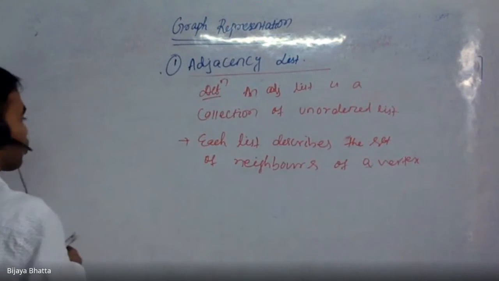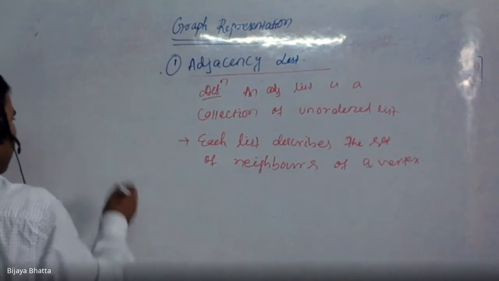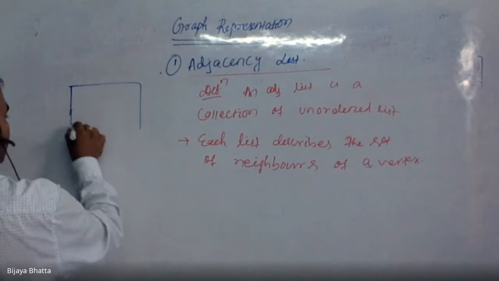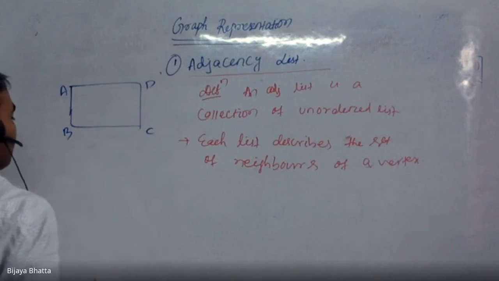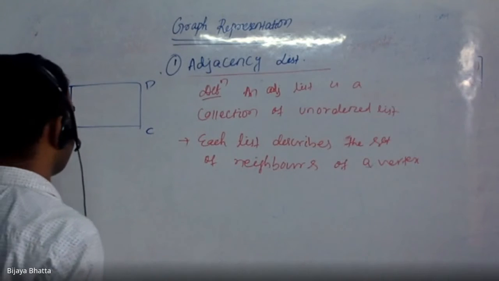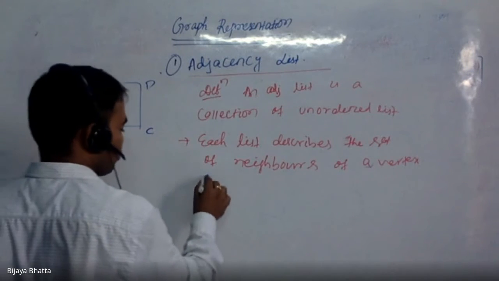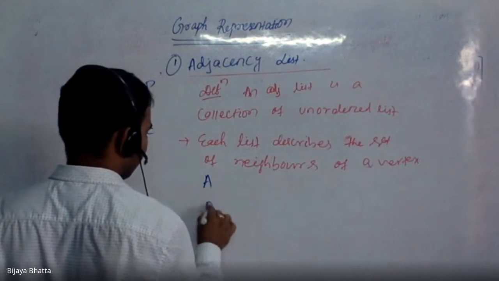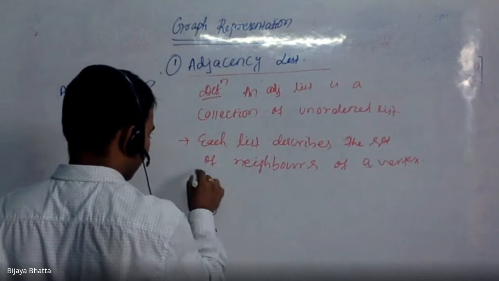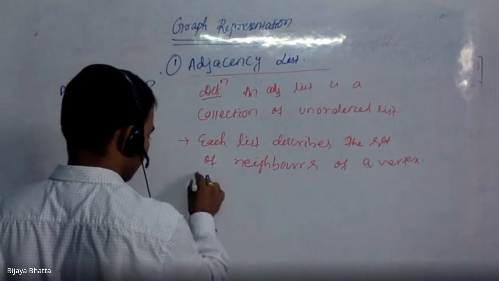So let's take an example so that you will understand. What does this mean? Let's take the same example. Suppose this is my A, B, C, D, and this is my ABCD. How will you create it? It is just a collection of unordered lists, that's what it's saying. So you'll take all the vertices like this. You can put it like this.